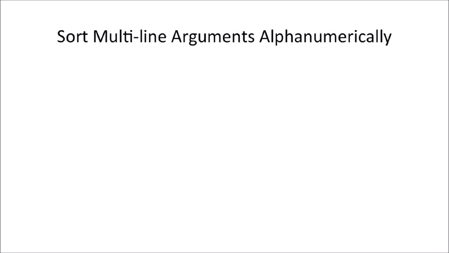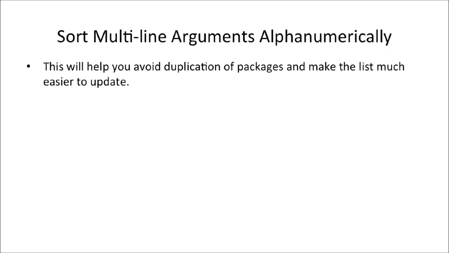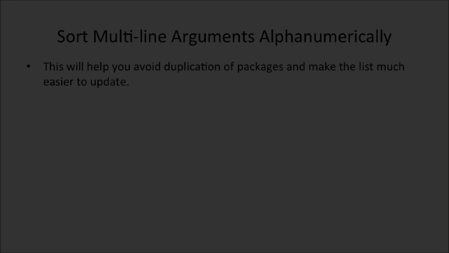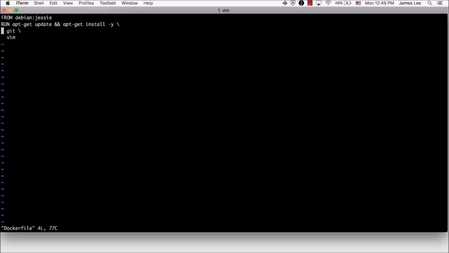Another good practice when writing the RUN instructions is to sort multi-line arguments alphanumerically. This will help you avoid duplication of packages and make the list much easier to update. Let's say we want to install Python as well. We need to put Python between Git and Vim so that they are sorted alphanumerically.